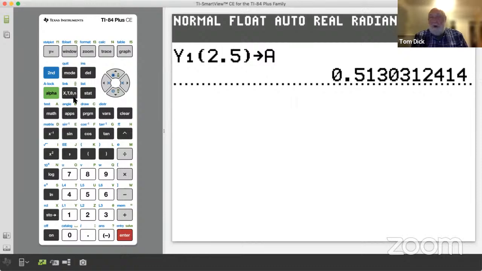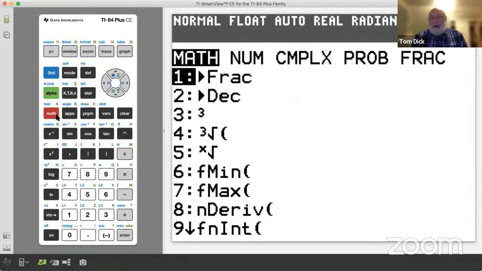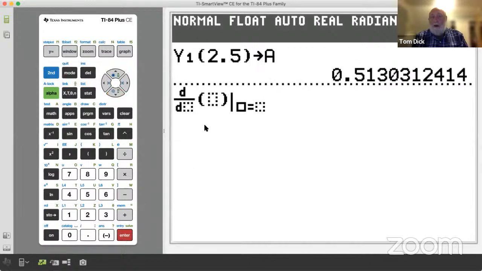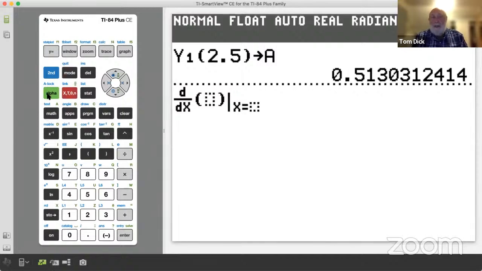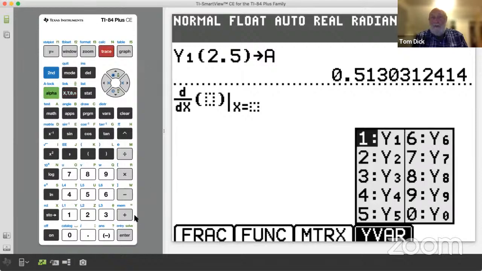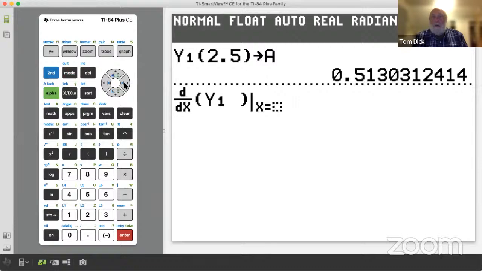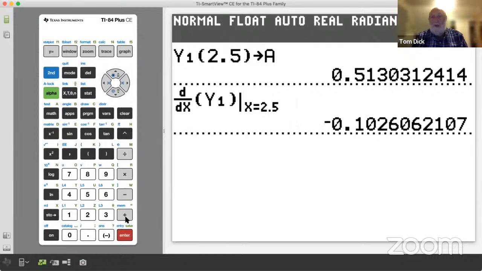And now we need the slope. So let me pull up the math menu, scroll down there to nderiv, that's for derivative. Oh, we get this nice derivative template. We're going to take the derivative with respect to x, again of y1. So let me pull up y1. And we want to evaluate that at 2.5. And let me go ahead and see what kind of number we get. Okay, looks like what Steve got.